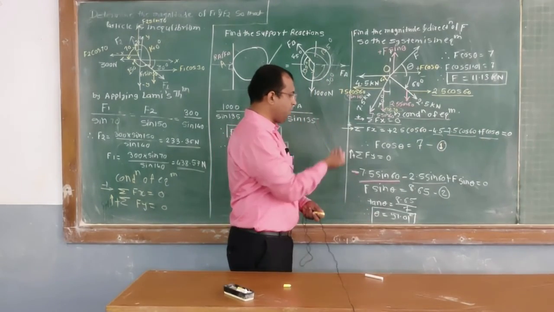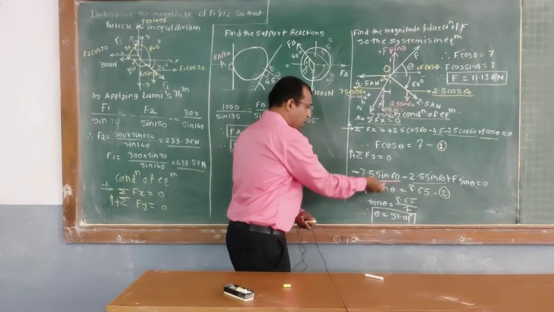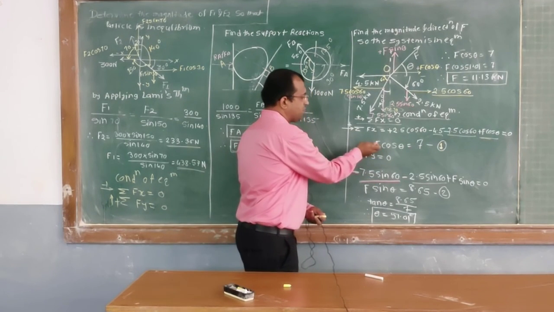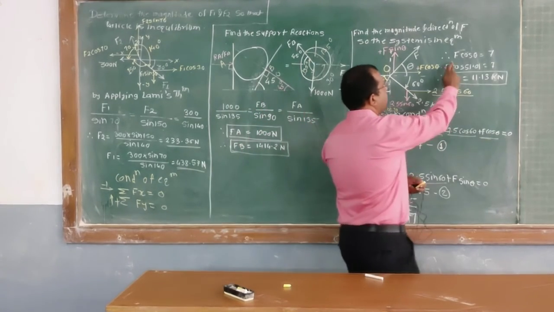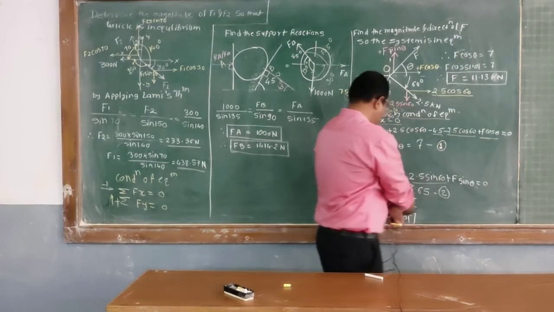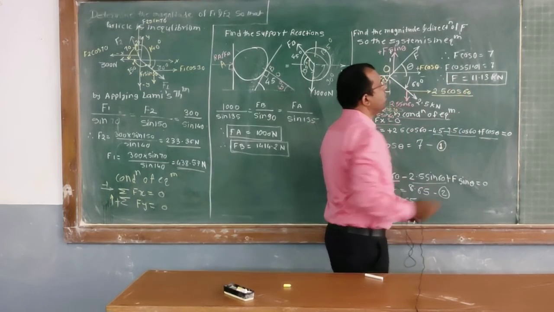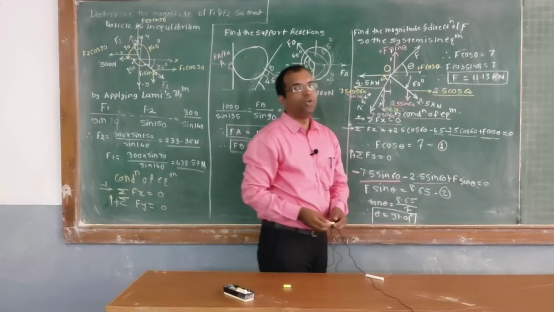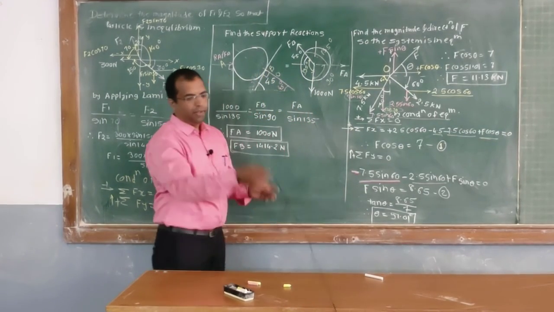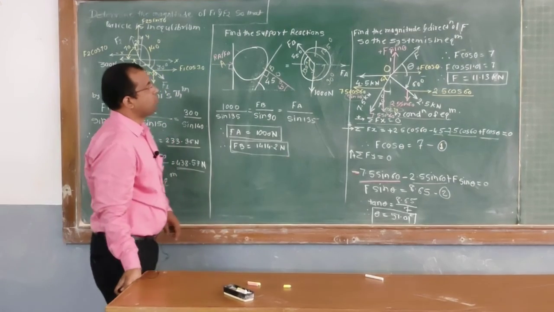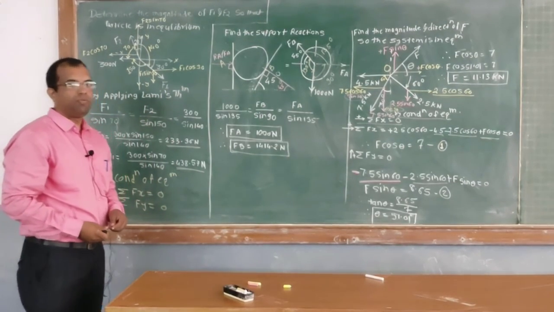Now how to find out the magnitude? Substitute this value of theta either in equation 1 or in equation number 2. Let's first substitute in equation 1. F cos of theta is equal to 7. So F cos of, what is the value of theta? 51.01, and solve this. You will get the value of F as 11.13 kilonewton. Okay, understood?